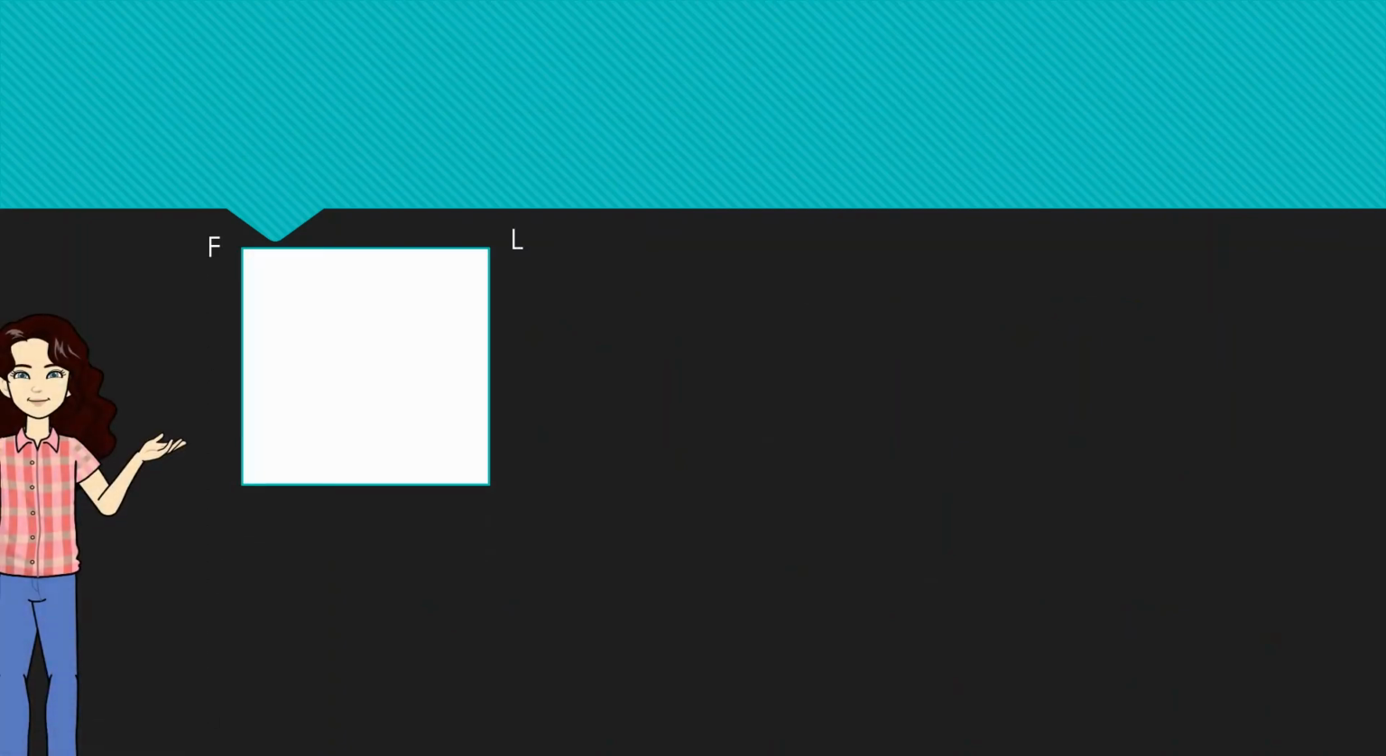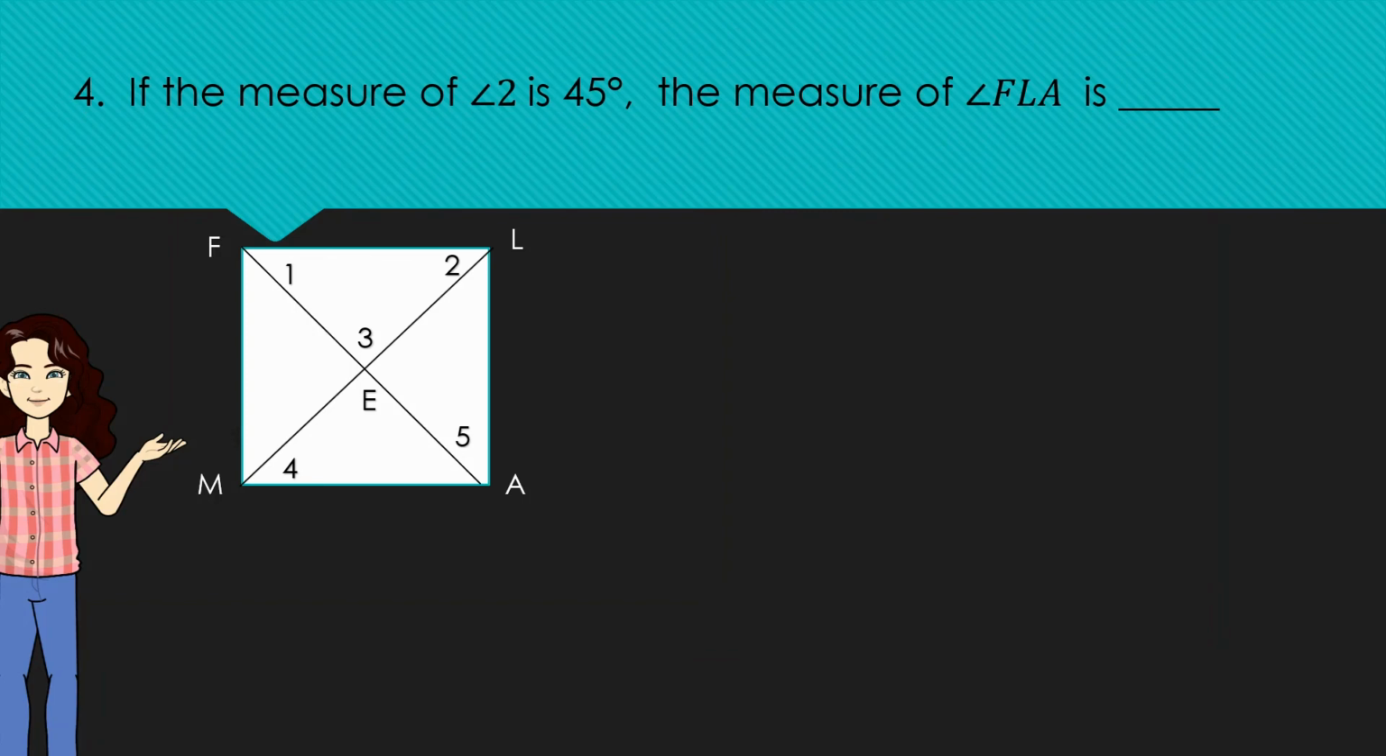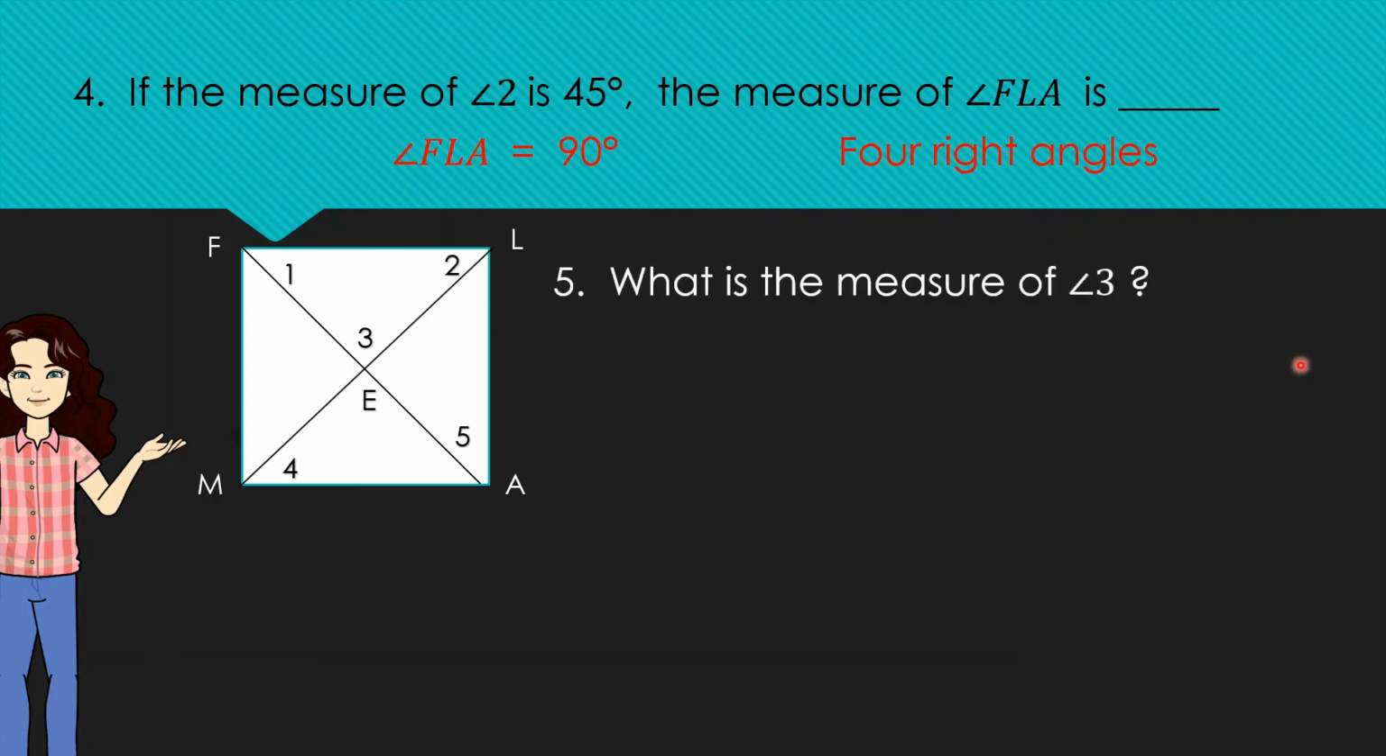Okay, on this part, we have the square FLAM with the diagonals intersecting at E. So we have angle 1, angle 2, and angle 3, also angle 4 and angle 5. So the continuation is number 4: if the measure of angle 2 is 45, what is the measure of angle FLA? And that is 90 degrees because in this square we have 4 right angles. So this angle is 90 degrees.